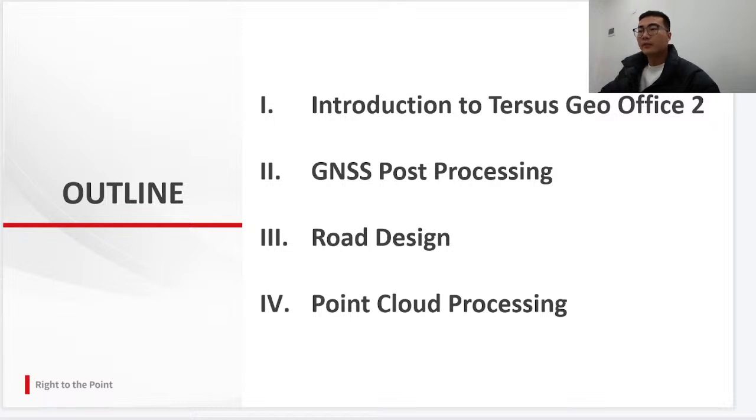This is the outline of the Tersus GeoOffice version 2 introduction. I will start with an introduction to Tersus GeoOffice version 2 in general, showing the main interface of the software and menu buttons. Then I will introduce the three major functional modules in Tersus GeoOffice version 2. They are GNSS data post-processing, road design, and point cloud data processing, during which I will show the operation of basic functions.